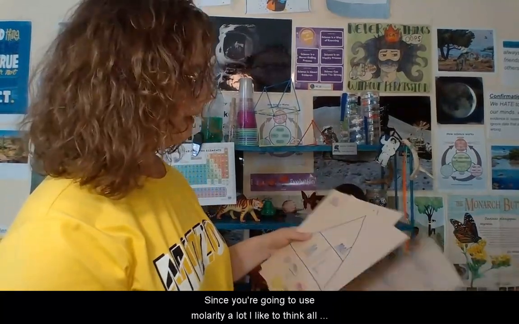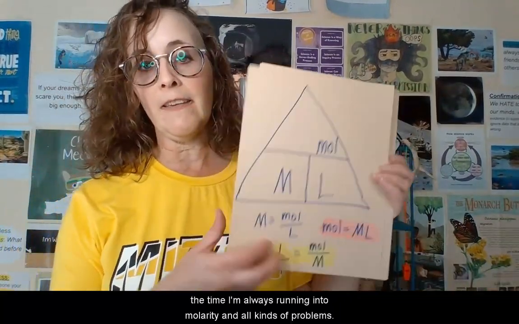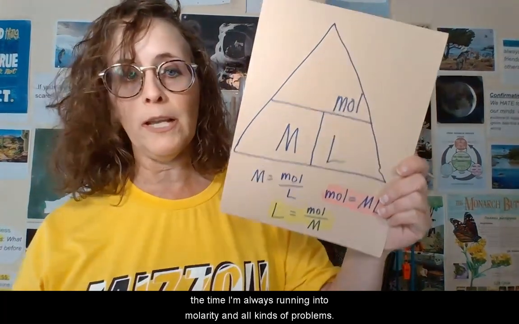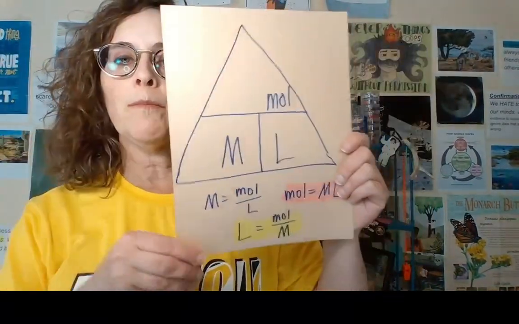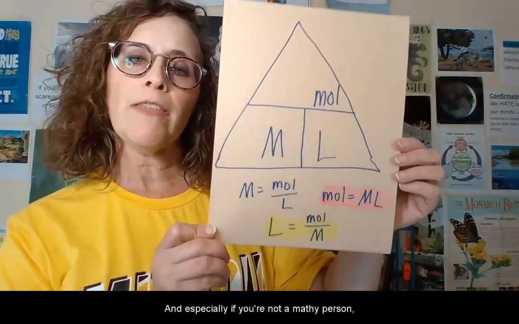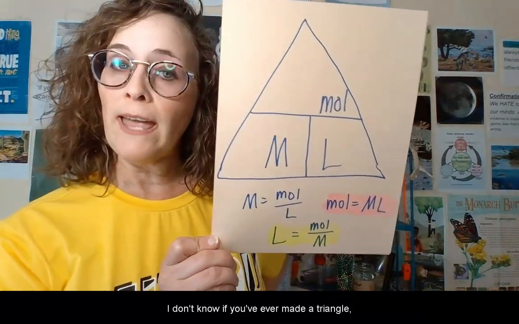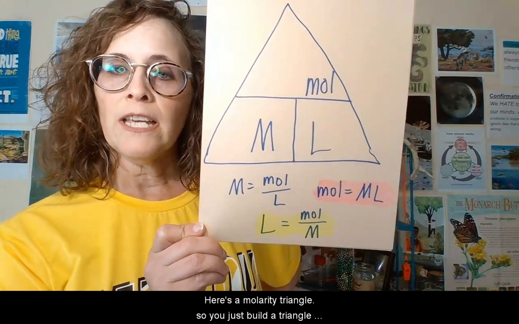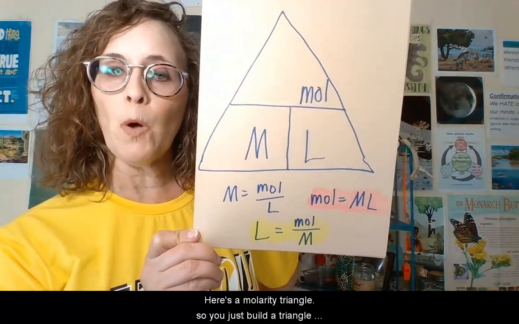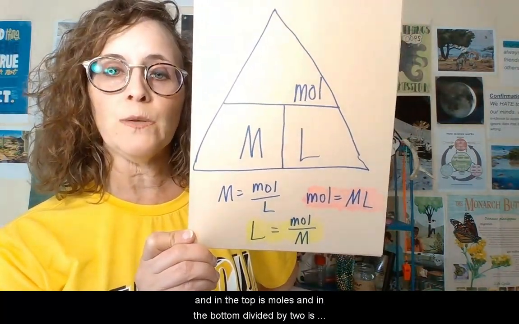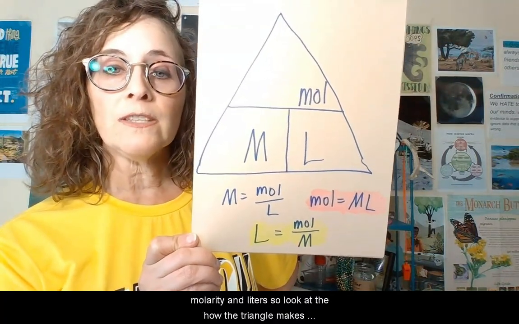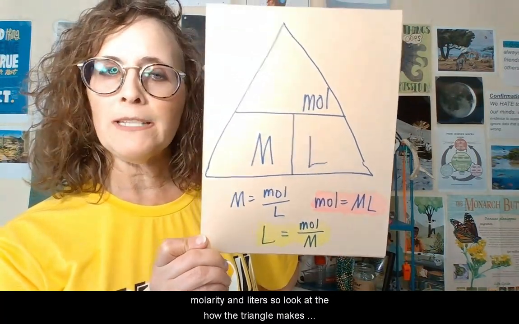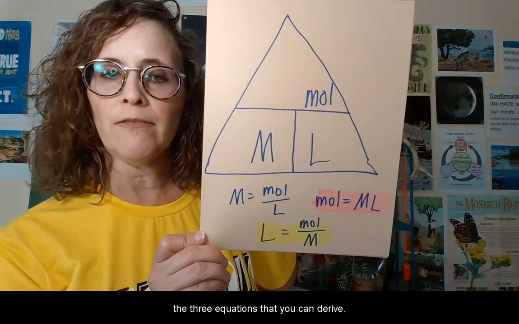Since you're going to use molarity a lot, I'm always running into molarity in all kinds of problems. Especially if you're not a mathy person, I don't know if you've ever made a triangle. Sometimes people make a density triangle. Here's a molarity triangle. So you just build a triangle, and in the top is moles, and in the bottom, divided by 2, is molarity and liters. So look at how the triangle makes the 3 equations that you can derive.